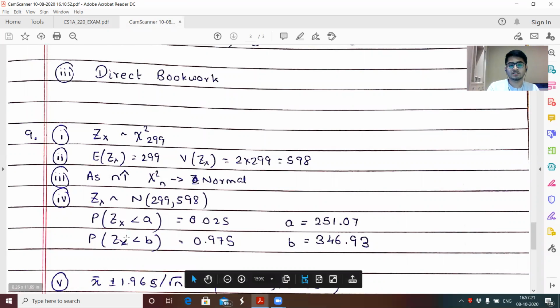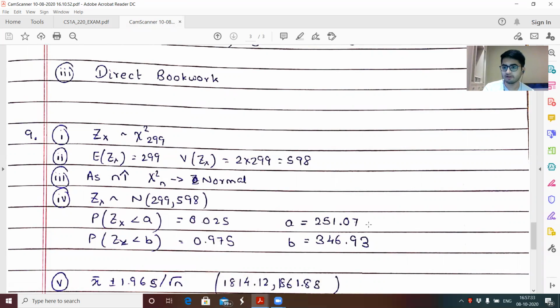These are the two equations which we will use to calculate the 2.5th and the 97.5th percentile: standardize and solve for it. The answers are coming out to be 251.07. These are up to 2 decimal places I have quoted. You can also mention as many decimal places as you want. And B is 346.93.